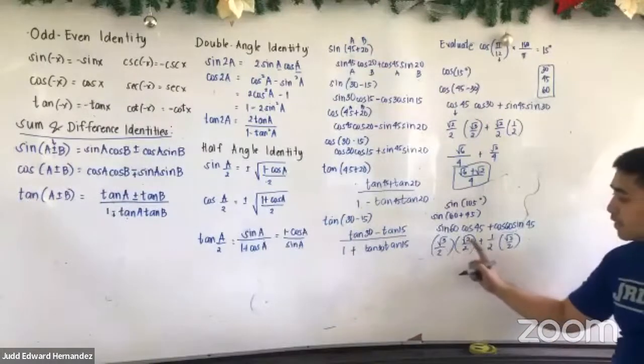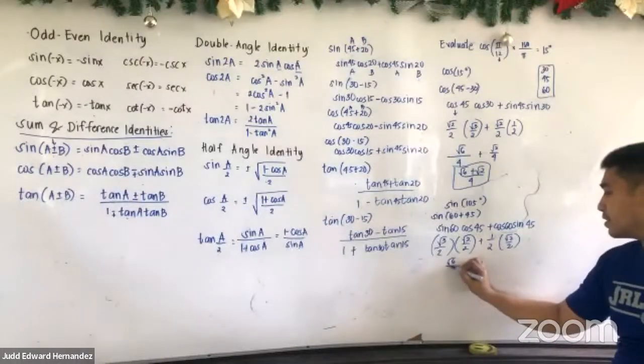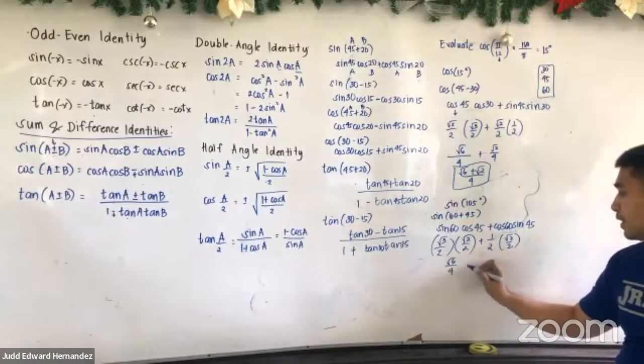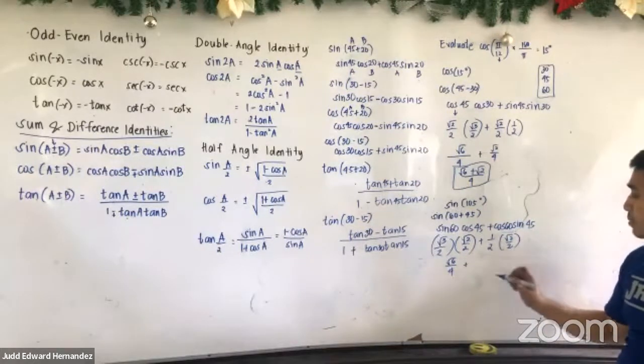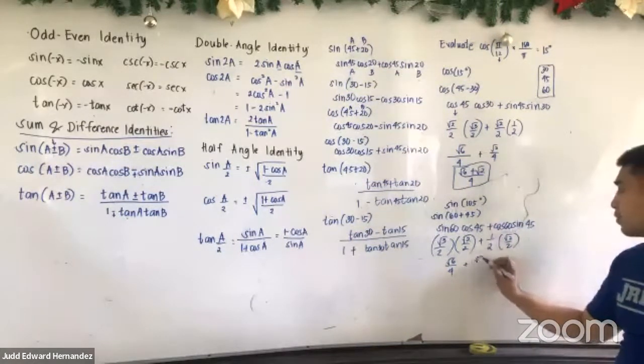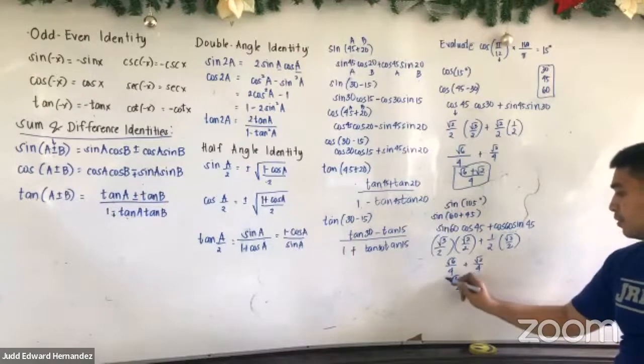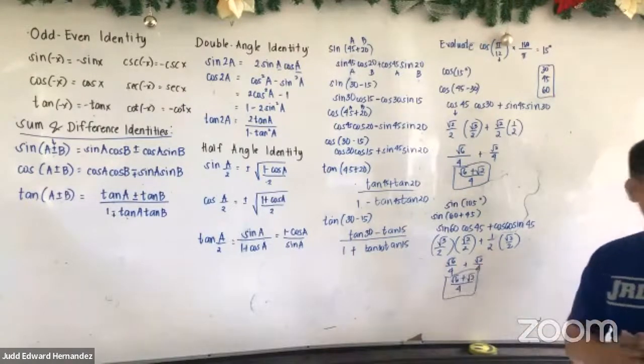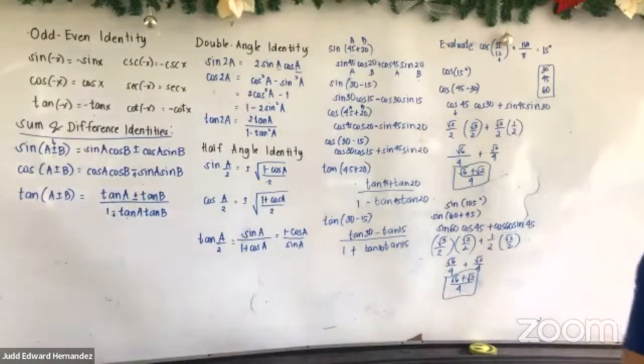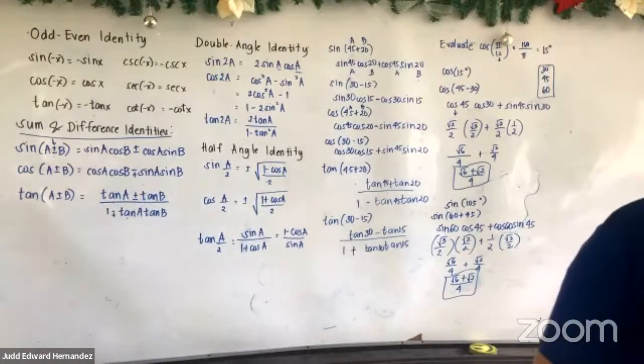Multiply. Square root of 3 times square root of 2, that is square root of 6. 2 times 2 is 4, plus 1/2 times square root of 2 over 2 is square root of 2 over 4. LCD 4. Therefore, the numerator is square root of 6 plus square root of 2. And this is the final answer. Are we clear? Yes po.